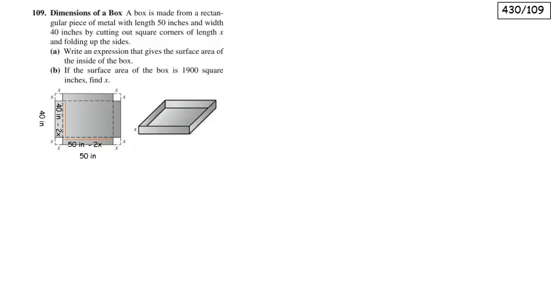Problem 109 on page 430. A box is made from a rectangular piece of metal with length 50 inches and width 40 inches by cutting out square corners of length x and folding up the sides. Write an expression that gives the surface area of the inside of the box.